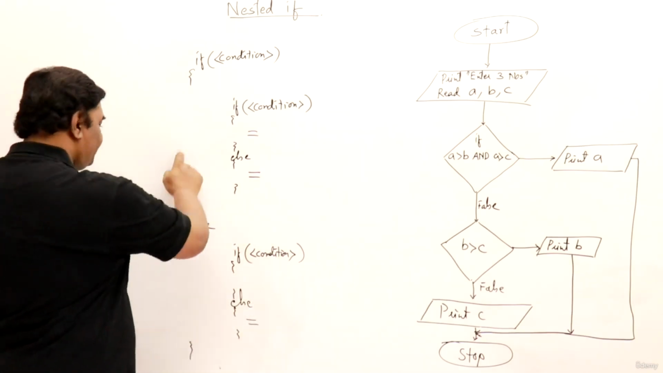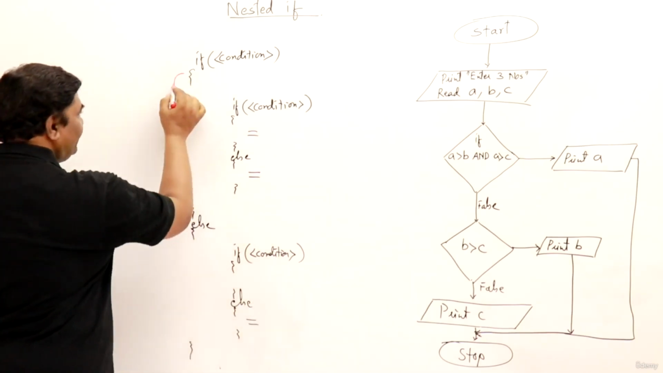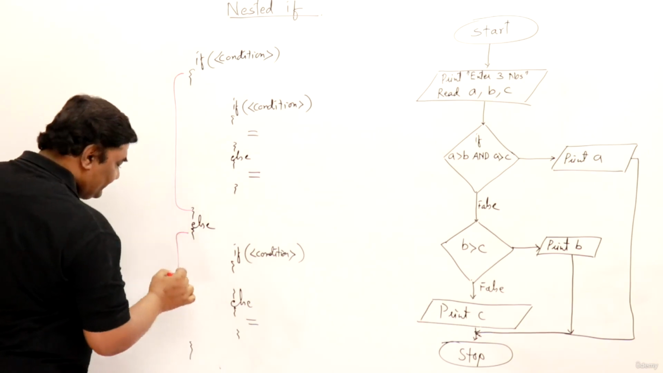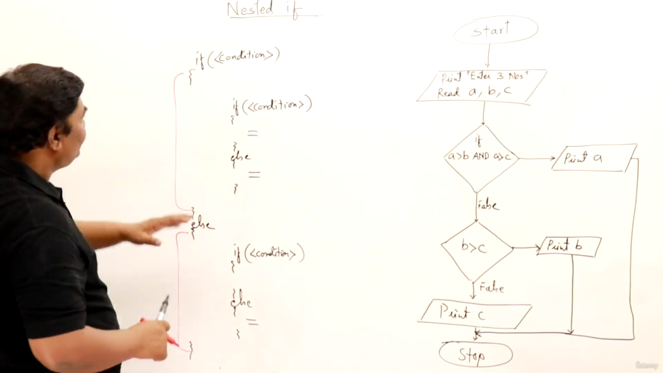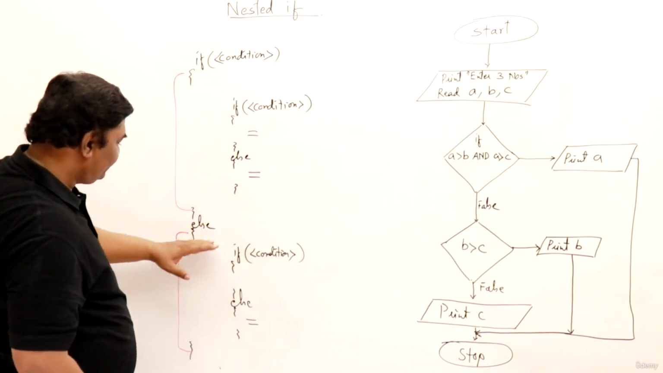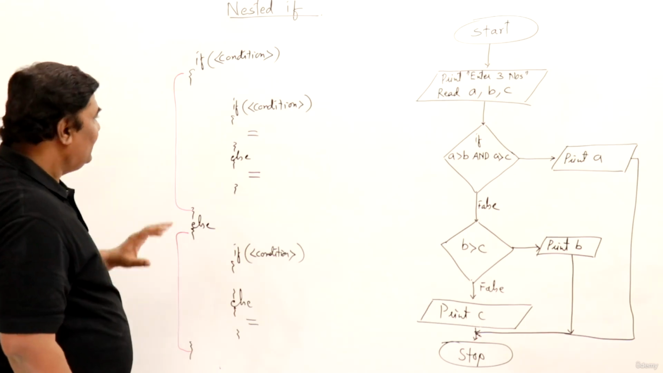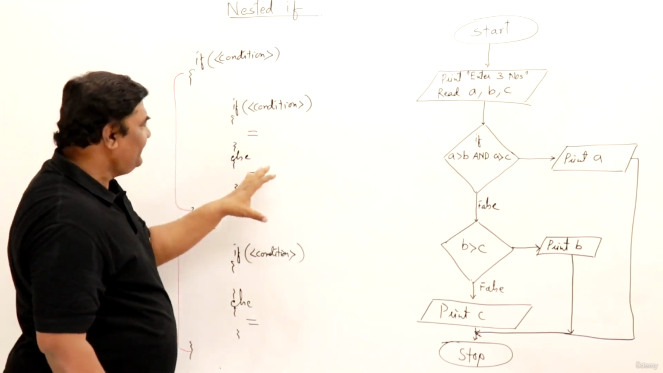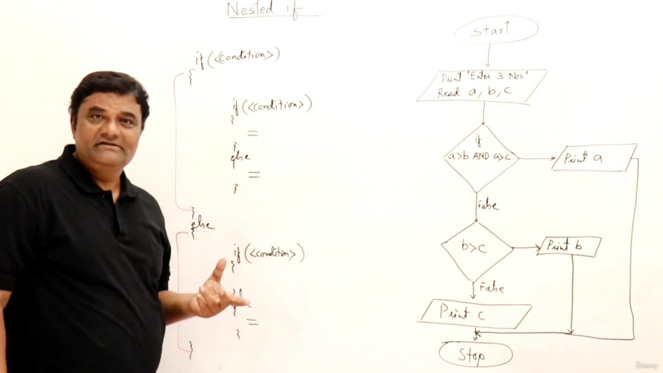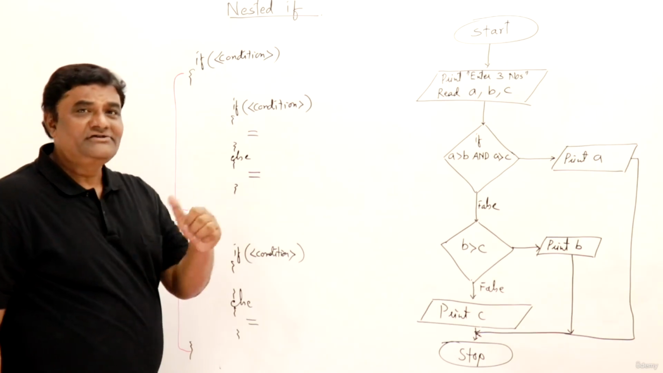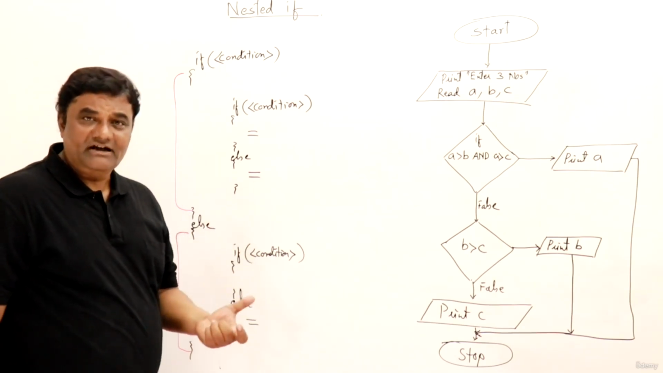See here, this is a conditional statement. From here to here is the if block and here to here is an else block. So this is an if statement and an else statement, so an if and else block. Inside if, again there is an if and else block. Can we write like this? Yes, you can write. It depends on your problem, depends on your requirement.